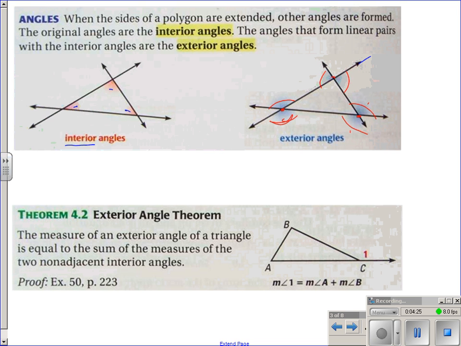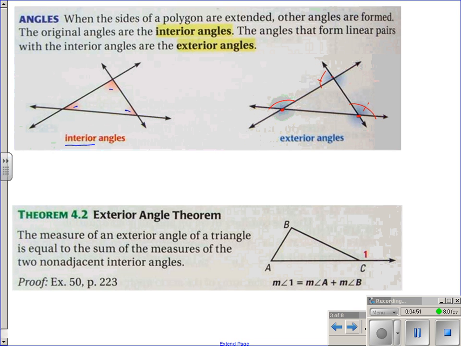So these are congruent to each other. Those are congruent to each other. At each vertex, you technically have 2 exterior angles. But when we refer to exterior angles of a triangle, we only refer to 1 at each vertex. It doesn't matter which one because they're the same. So we're only going to refer to 1 of them at each vertex for exterior angles.